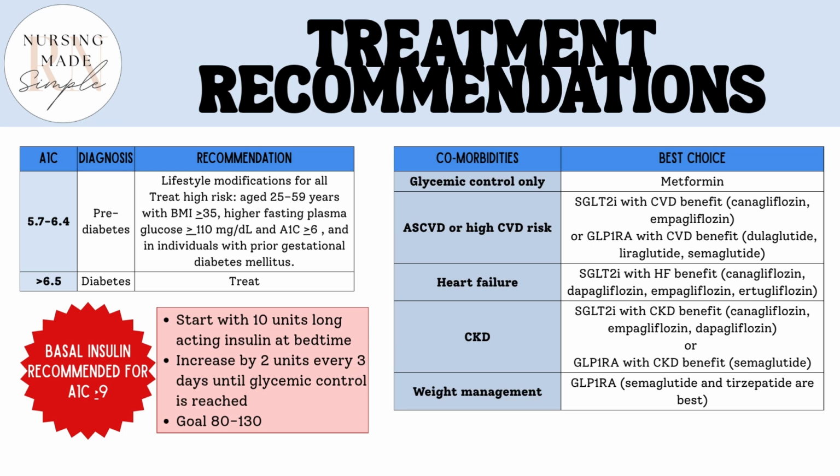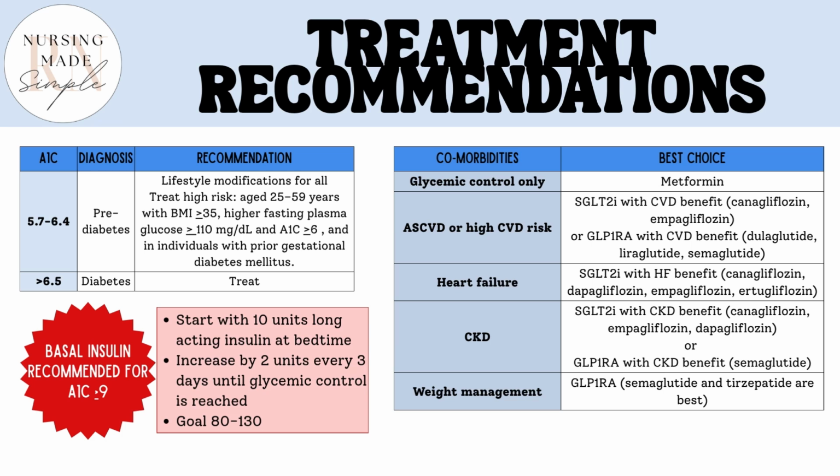So, starting with diagnosis, a pre-diabetes diagnosis is a hemoglobin A1C between 5.7 and 6.4. The recommendation for this is lifestyle modifications for all. And then you would want to treat high risk patients who are aged 25 to 59 years old with a BMI of 35 or greater, a higher fasting plasma glucose greater than or equal to 110, and an A1C greater than or equal to 6, and then any individuals with prior gestational diabetes.